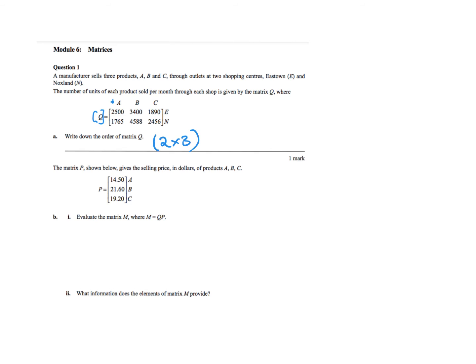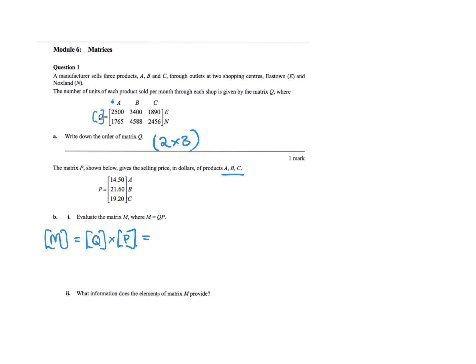So then they say matrix P, shown below, gives the selling price of the 3 products, so A, B, and C. Now, it says evaluate matrix M. So that just means they're giving it an answer, and they're saying matrix M is when you multiply Q by P. So in this instance, in our exam, we're not getting asked to show how we multiply. We're just getting asked to multiply. So this is a chance where we would just go straight into our calculator. All right, so I'm going to pause the video and we're going to do that.